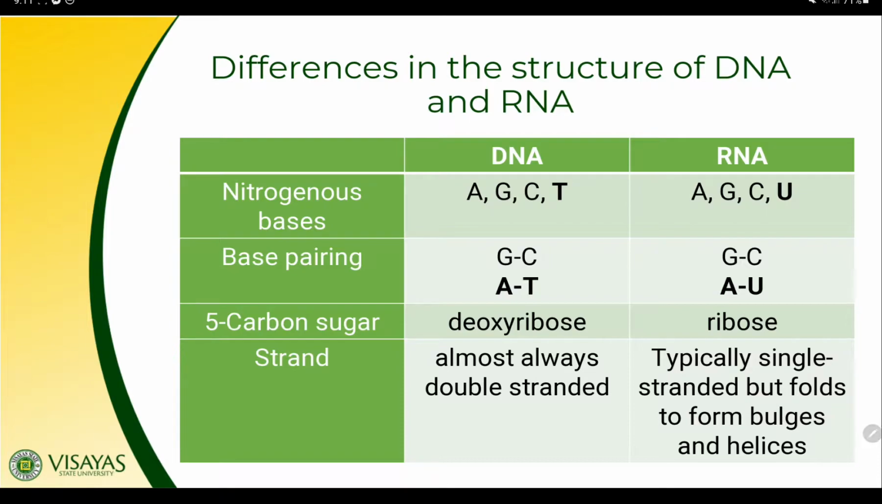So these are some differences in the structure of DNA and RNA. Again, in DNA, the pyrimidine bases are cytosine and thymine, whereas in RNA, instead of thymine, we use uracil. So in base pairing, A pairs with T in DNA, whereas in RNA, A pairs with U. The sugar for DNA is deoxyribose, whereas in RNA we have ribose. DNA is almost always double-stranded and helical, whereas RNA is typically single-stranded.